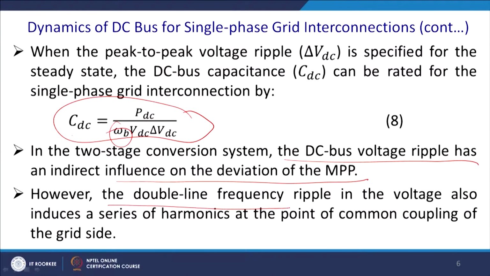However, the double frequency ripple in the voltage also induces harmonics at the point of common coupling of the grid side, that is quite dangerous. It is an even harmonic, you know that even harmonics are generally not there because of the symmetry of the Fourier series, and this double frequency oscillation will inject the double frequency power at the point of common coupling. So, that is what happens.